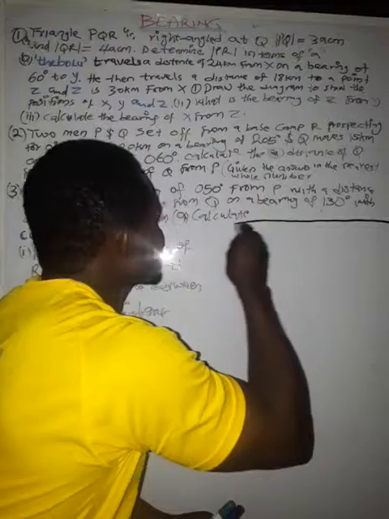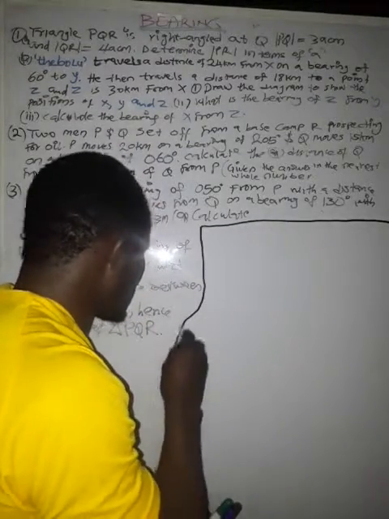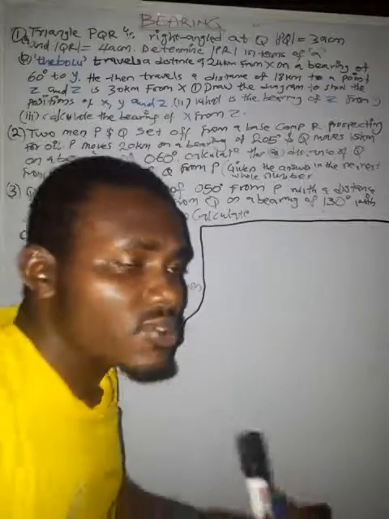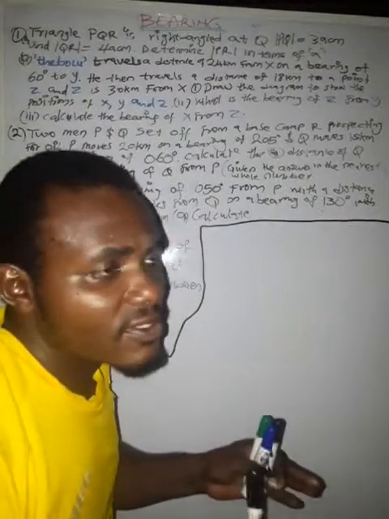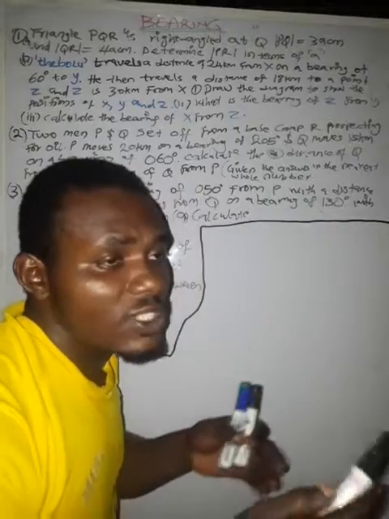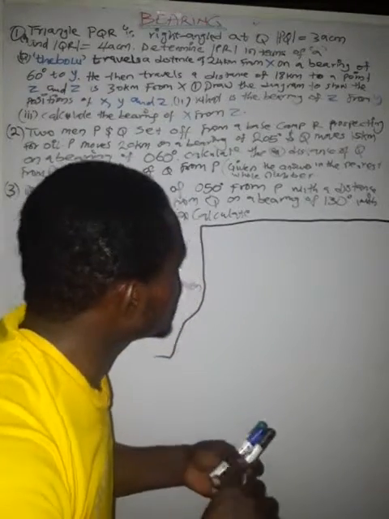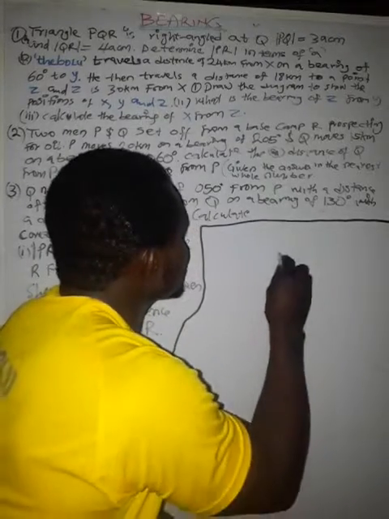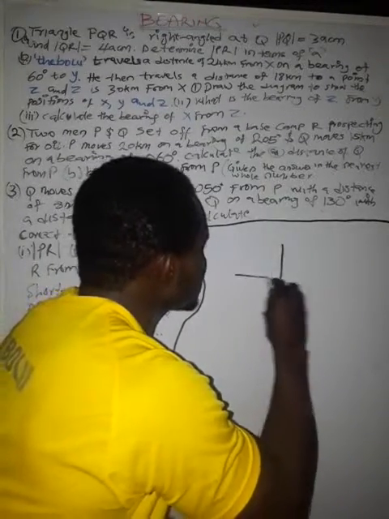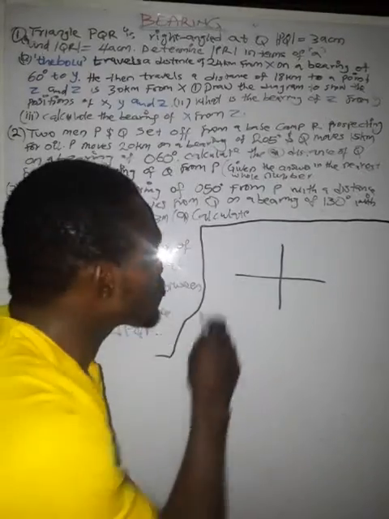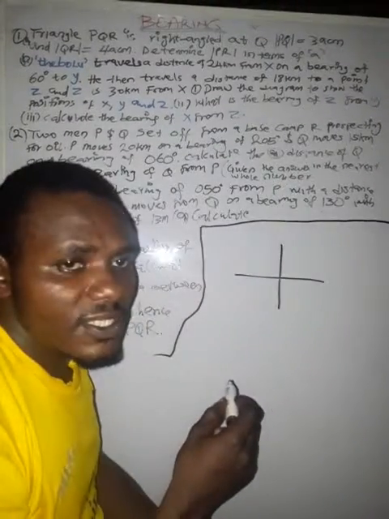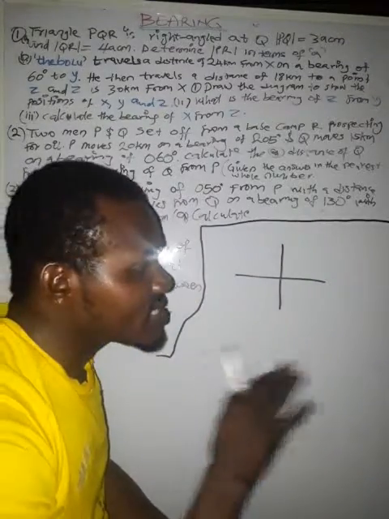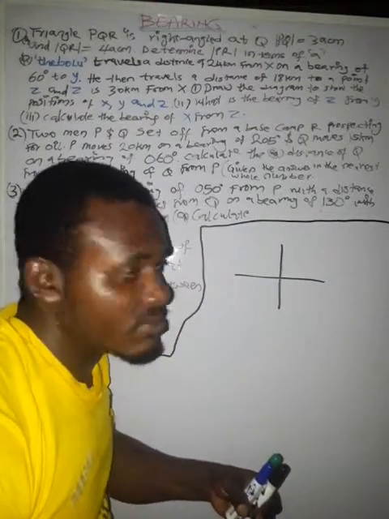So the first thing I'm going to look at is how to manipulate yourself on the bearing so that you'll be able to know the angle to be used. Now we have the four cardinal points. You must be able to know how to manipulate these four quadrants. Once you are able to manipulate this quadrant, then the remaining ones are simple in bearing.